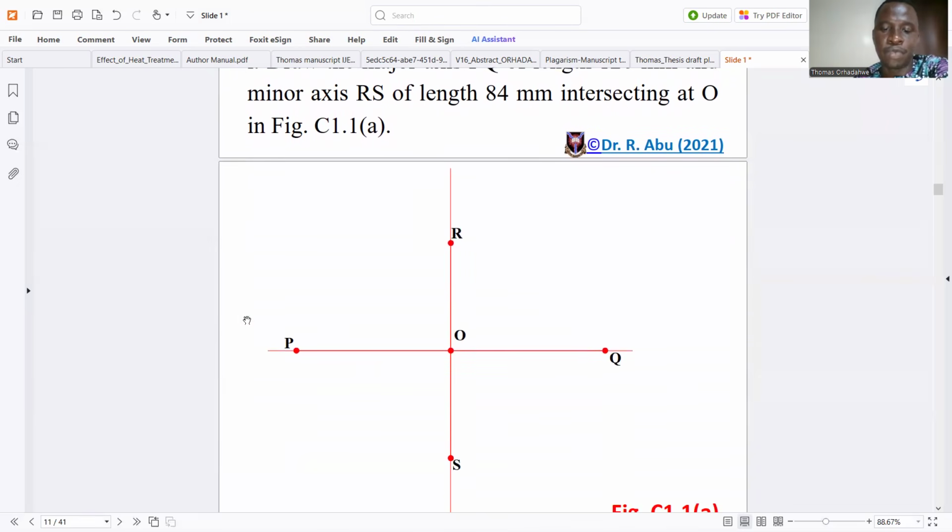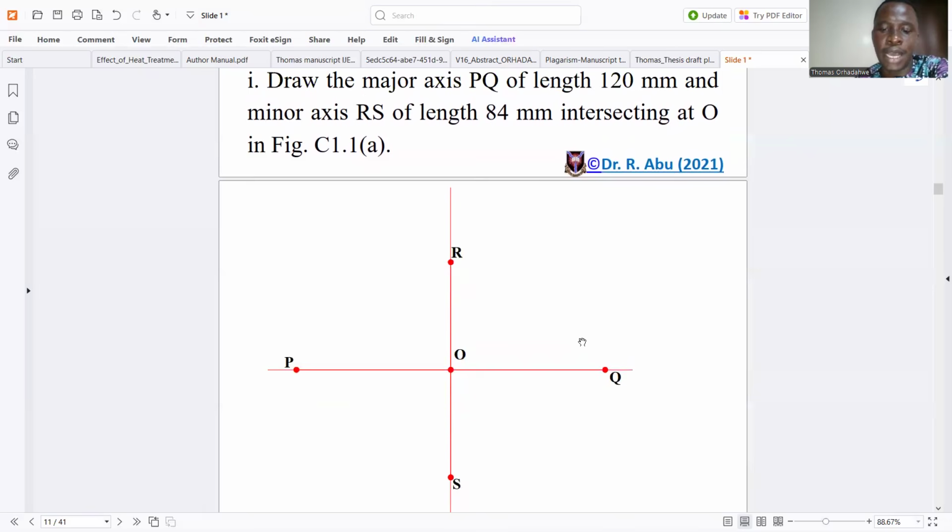As we can see, PQ is 120 mm, and RS is 84 mm. So first you draw PQ, then bisect PQ to get the center O. After you do that, you then measure RO. If this is 84, RO will be 42. So you measure RO, you cut up and you cut down with your compass. So that would be RS.